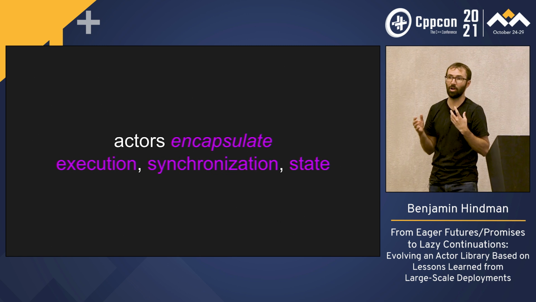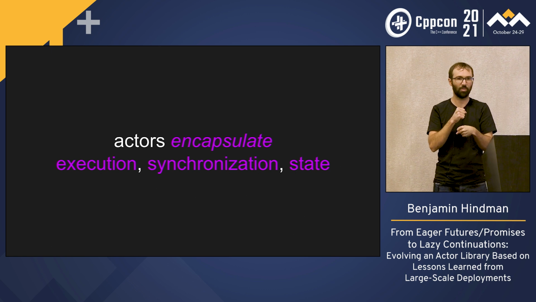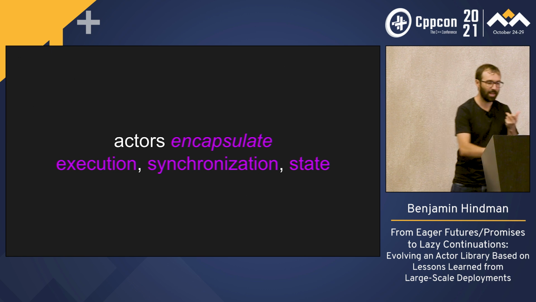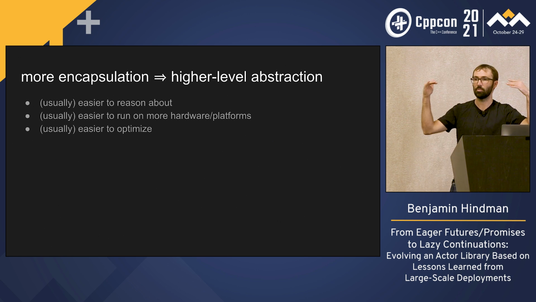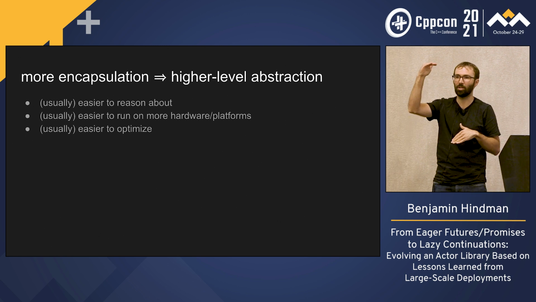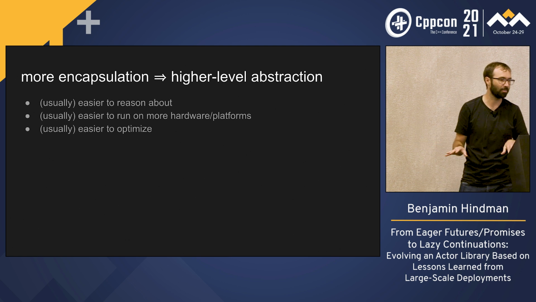The best way I have for describing the value of an actor is it encapsulates all of execution, synchronization, and state into a single entity. Okay? And usually when you have more encapsulation of things, it leads to higher level abstractions, which is what we oftentimes think of actors are, these higher level abstractions. And usually higher level abstractions are easier to reason about. Usually it means they're easier to run on more hardware platforms. Why? Because being at that higher level abstraction, we've got more wiggle room about figuring out how to map them to other hardware platforms.